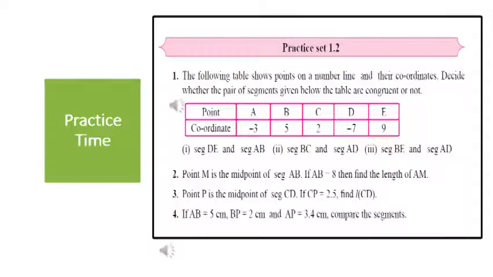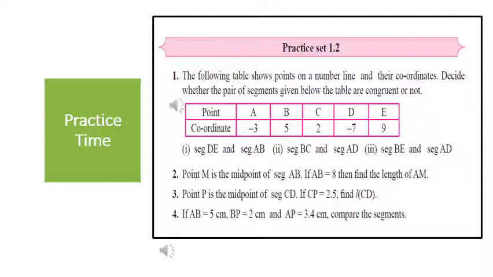Now we start with our practice set 1.2. Let us begin with the first question. The following table shows points on a number line and their coordinates. Decide whether the pair of segments given below table are congruent or not. So remember, in the first exercise we had learned how to find the distance between 2 points given on a number line. So first we start solving this by drawing a number line for our reference. Okay. Then we will calculate the distance between each of the segment which is asked here.